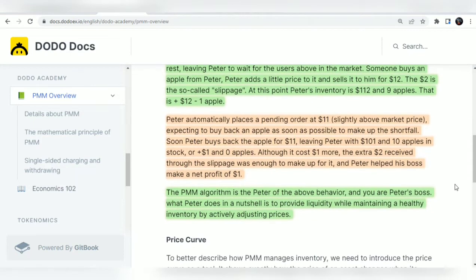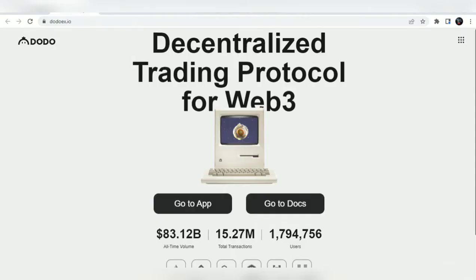So the PMM algorithm is the Peter of the above behavior, and we are Peter's boss. What Peter does in a nutshell is to provide liquidity while maintaining a healthy inventory by actively adjusting prices. So this is how a PMM model works. You can always revisit this point and understand it better. So this is DODO, a decentralized trading protocol for Web3.